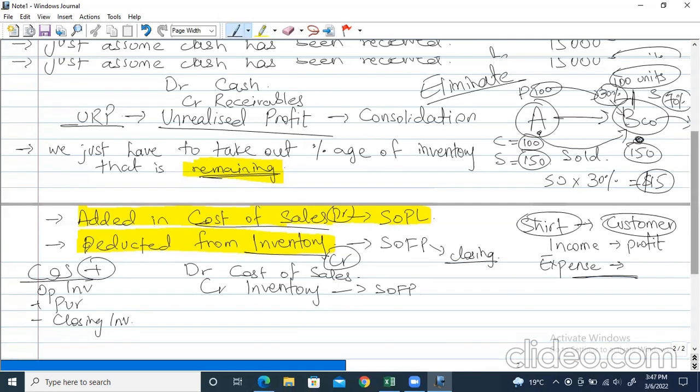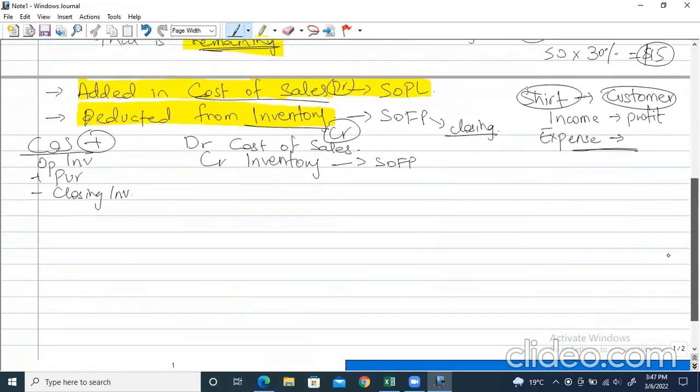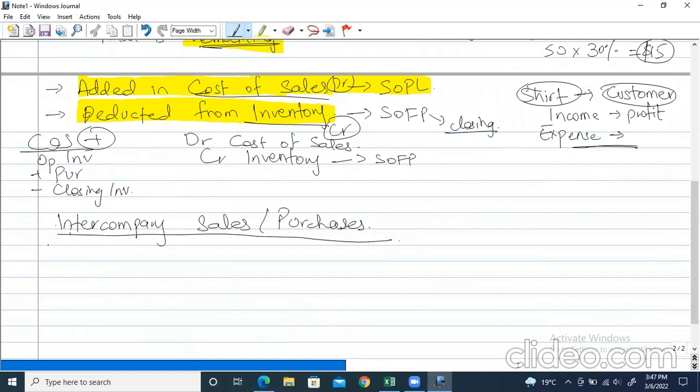So the three things discussed over here are goods in transit, cash in transit, and unrealized profit. The last thing we're discussing is the intercompany transactions, and this contains the sales as well as the purchases: intercompany sales and purchases. In this, there is just a simple treatment to remember, that this is eliminated from the financial statements. Just a simple rule.